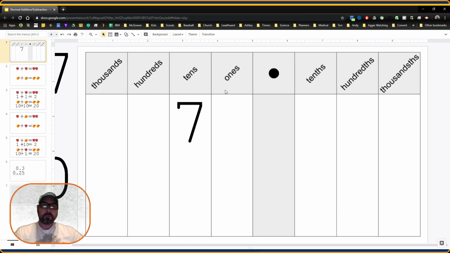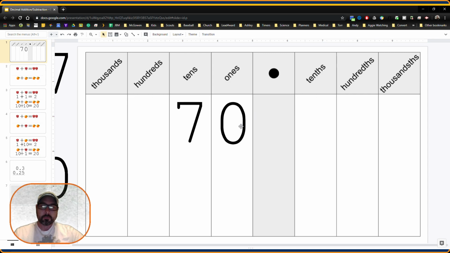Now, here's the problem. If I take away this place value chart, what is that number going to look like? It's just going to look like 7. I need something here to show that it actually is in the tens place, not just off by itself in the ones place. So I'm going to take a 0 and put it right here, and that's how we get our 70. 7 $10 bills is going to be 70, or equivalent to 70 $1 bills.